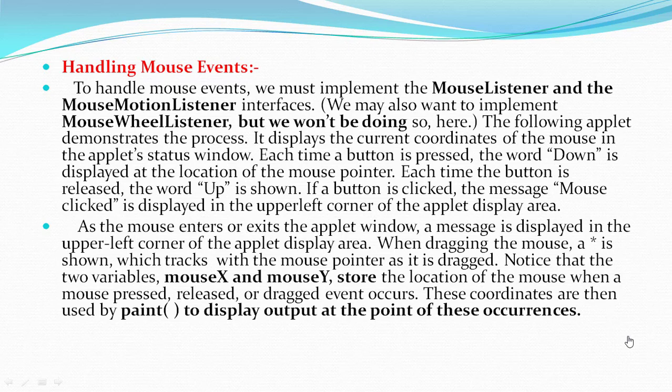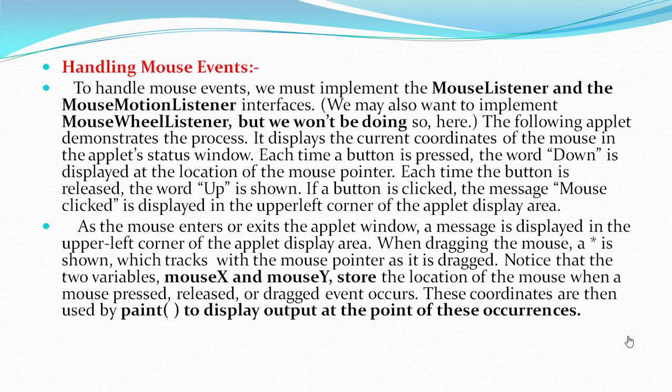The following applet demonstrates the process. It displays the current coordinates of the mouse in the applet status window. Each time a button is pressed, the word down is displayed at the location of the mouse pointer. Each time the button is released, the word up is shown. If a button is clicked, the message mouse clicked is displayed in the upper left corner of the applet display area.